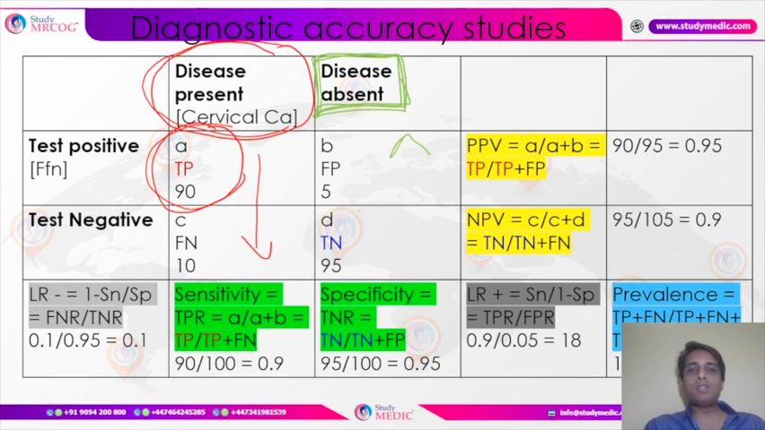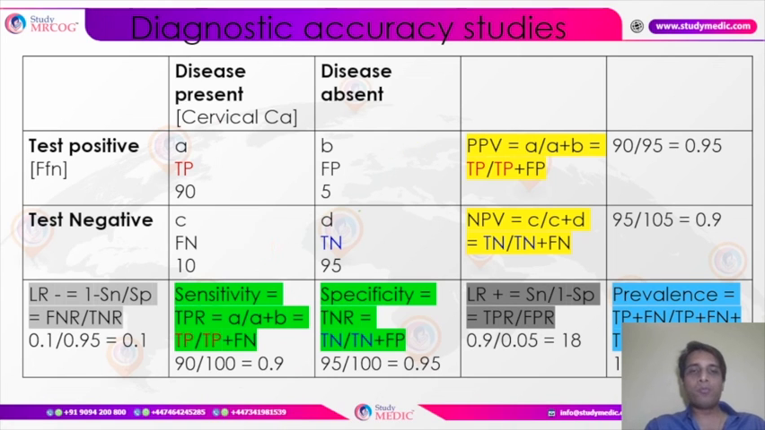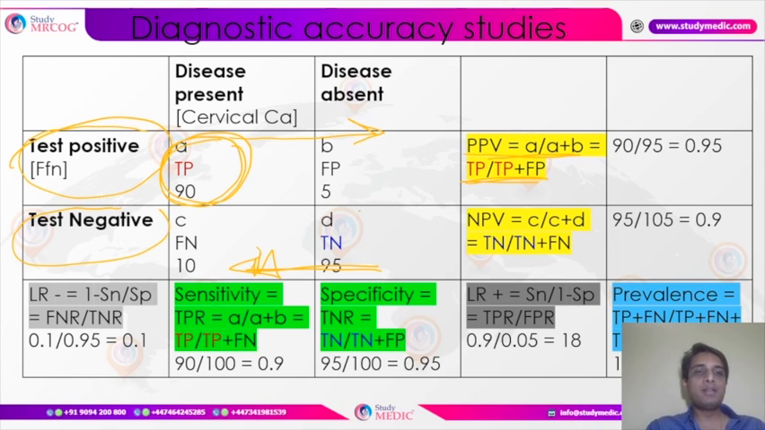Now, what is positive predictive value? Look at the left to right value. Amongst those who are tested positive, how many of them turn out to have the disease? That is true positive by true positive plus false positive. Now, what is negative predictive value? Look at the left to right value. Amongst those who are tested negative, how many do not have the disease? It is the negative predictive value: true negative by true negative plus false negative. What is prevalence? How many of them have the disease compared to all of them.